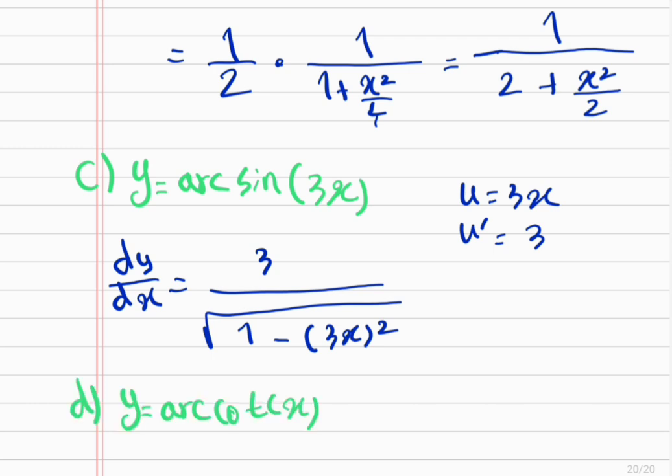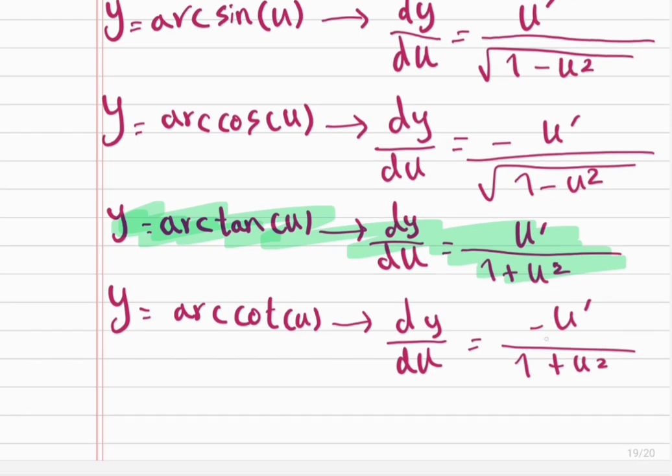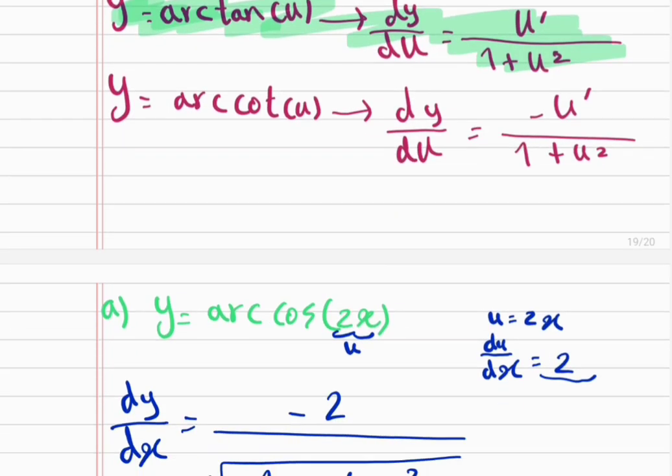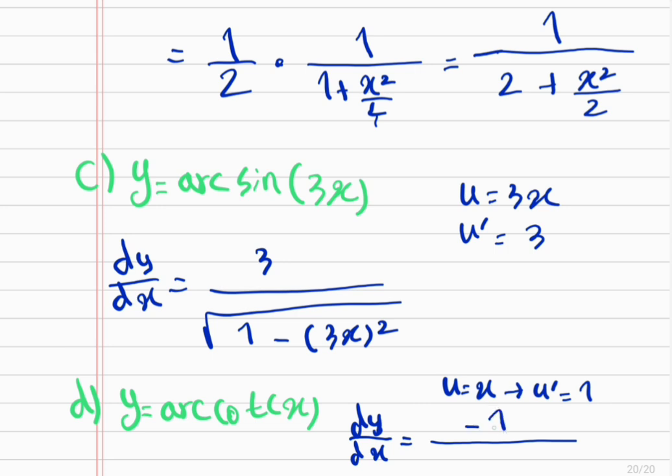And part D, this one is just basically stating the standard result, because the function that you have is x, so u is equal to x, and u dash is just 1. So dy dx is equal to, arccot is minus u dash over 1 plus u squared. It's similar to arctan. So you're going to have just minus 1 over 1 plus x squared. Okay, that's it for this video, and thank you for watching.